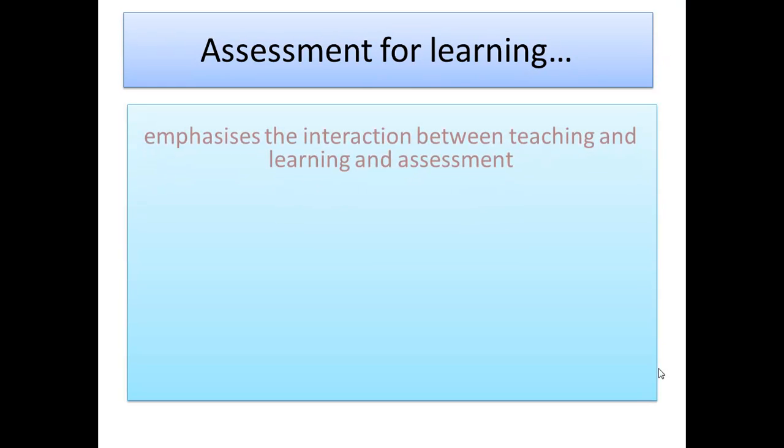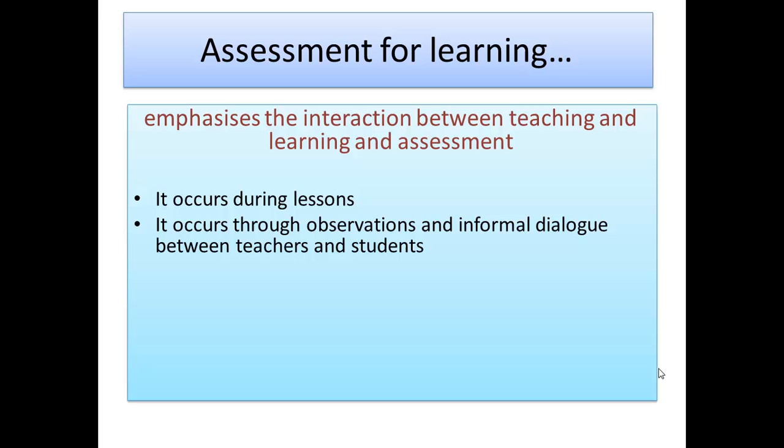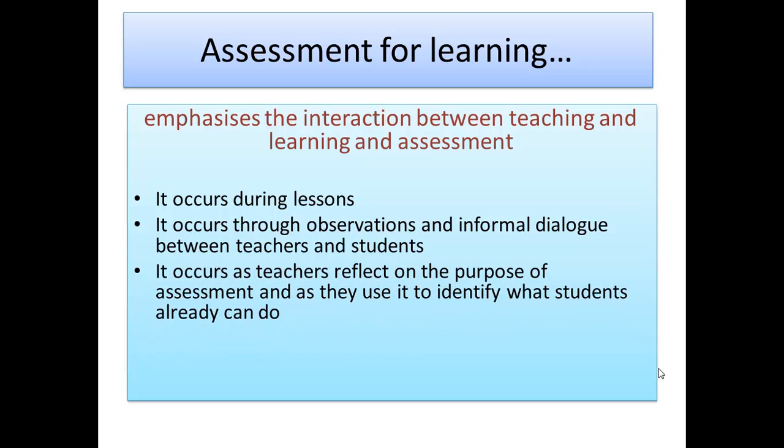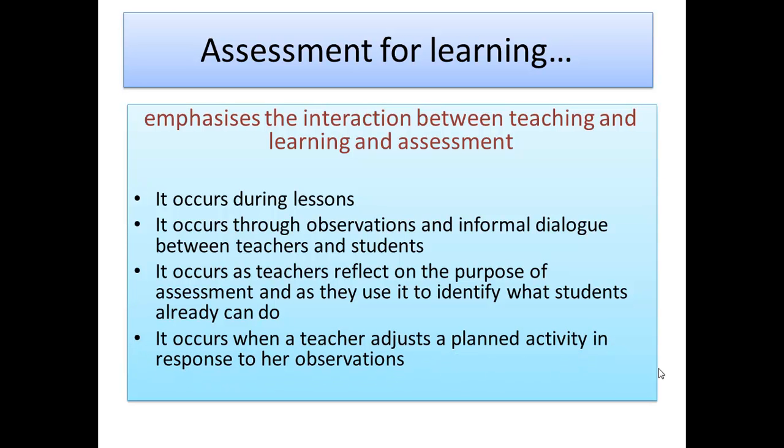Assessment for learning emphasises the interaction between teaching and learning and assessment. It occurs during the lessons through observations and informal dialogue between teachers and students. It occurs as teachers reflect on the purpose of assessments, identifying what students do or do not already know, and adjusting planned activities in response to their observations. It occurs when there is a shared understanding of teachers and learners of the goals of learning and the criteria by which it will be assessed.